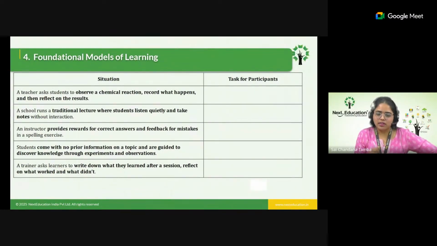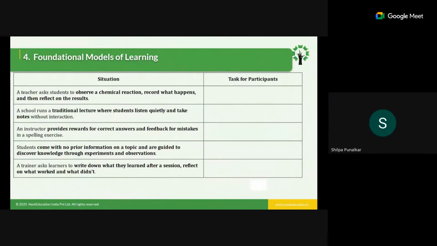So, a school runs a traditional lecture where students listen quietly and take notes without interaction. This is Kolb's experiential learning. The reason here is that initially the reflective observation is happening, followed by the abstract conceptualization, and then finally the active experimentation because of reflecting on the results.